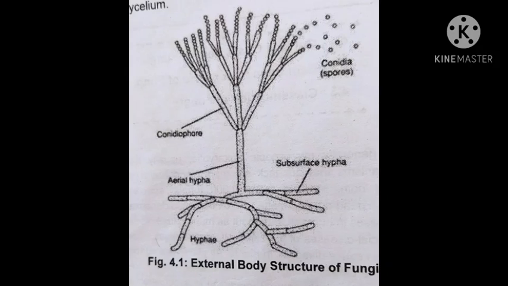In the figure you can see the structure of the external body of fungi. You will see the hyphae. Some are basal hyphae, some are aerial hyphae. Some of the hyphae become reproductive. They form a conidiophore, and that conidiophore gets cut off into conidia or spores.